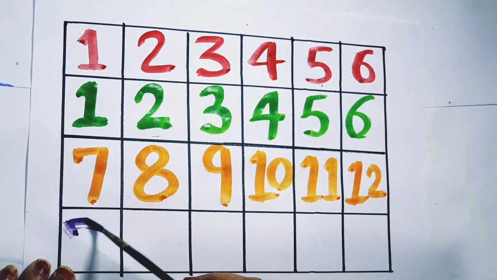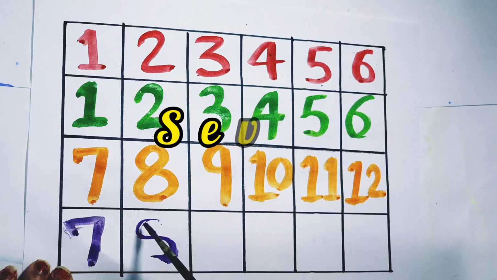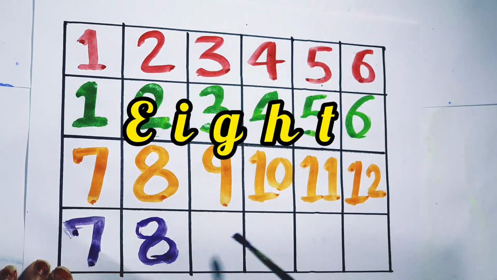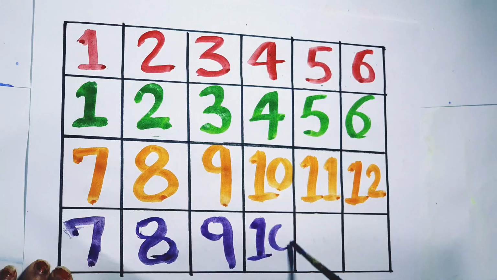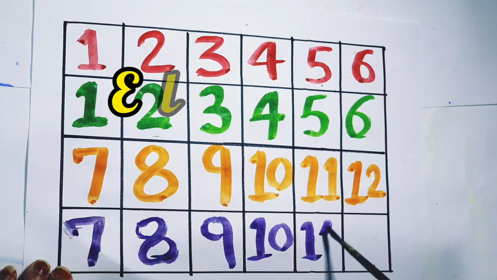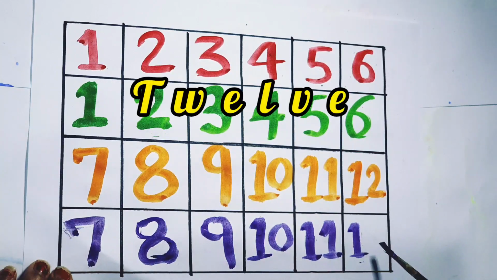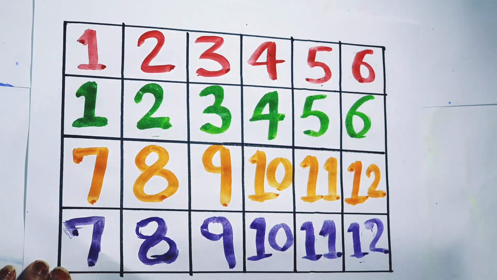Purple color. 7. S-E-V-E-N, 7. 8. E-I-G-H-T, 8. 9. N-I-N-E, 9. 10. T-E-N, 10. 11. E-L-E-V-E-N, 11. 12. T-W-E-L-V-E, 12. So kids, what we learn today?